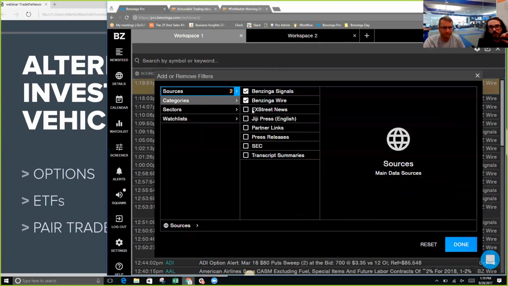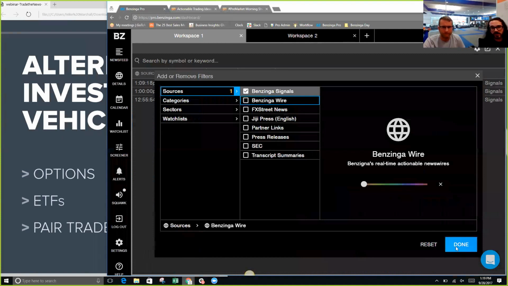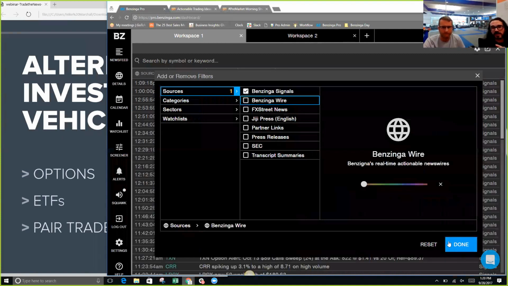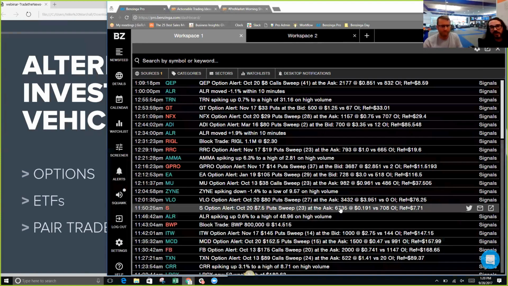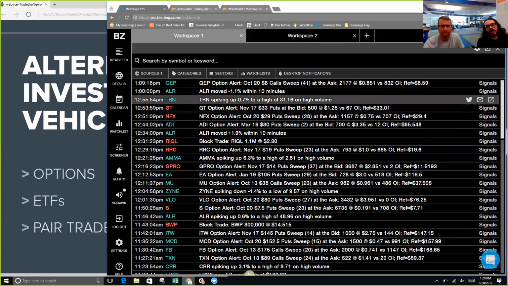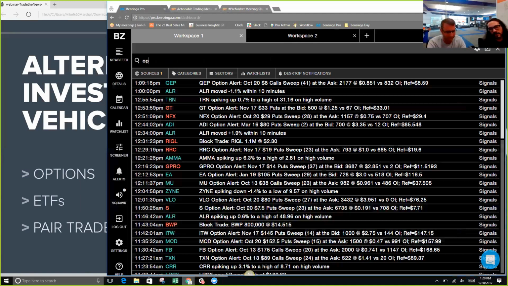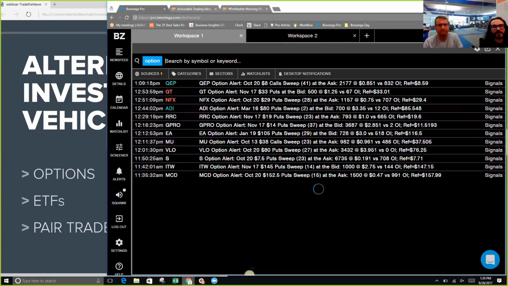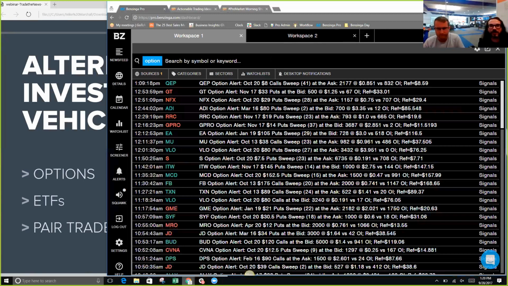So for the signals, we have this thing called Benzinga Signals, and what Benzinga Signals is doing is watching the tape all day long. It is noticing important price action, it's noticing important block trades, it's noting if a stock has been halted. One of our favorite Benzinga Signal features is options alerts. We have this system that we've designed to watch a ton of option chains throughout the day. We have set some parameters. If one of those parameters is hit, a signal here is going to fire.